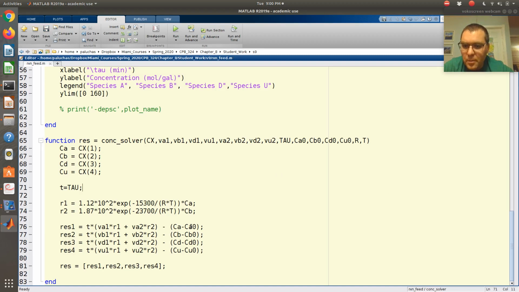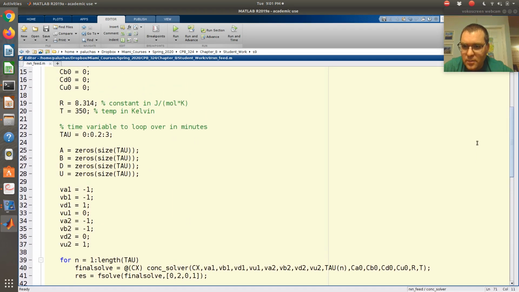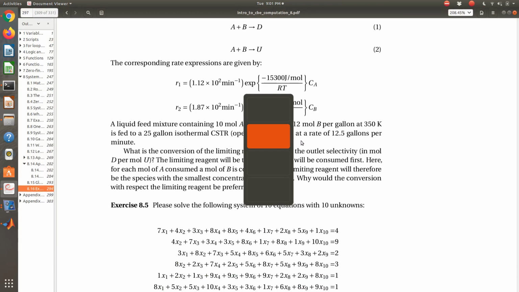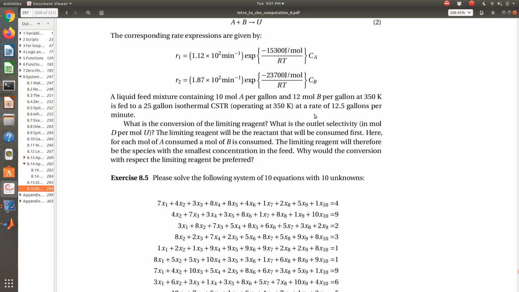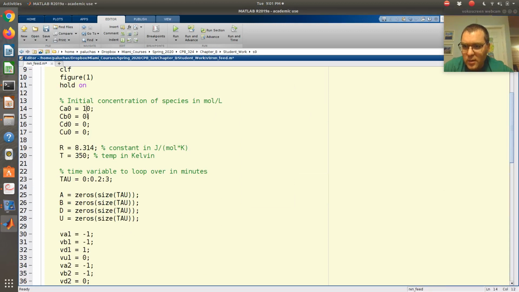sent me your code. And so this is going to come back to when we look at the initial concentrations up here. You have initial concentrations of 0 for everything. But when we look, concentration of A is 10 moles per gallon, and B is 12 moles per gallon. So A is 10 moles per gallon, B is 12 moles per gallon.